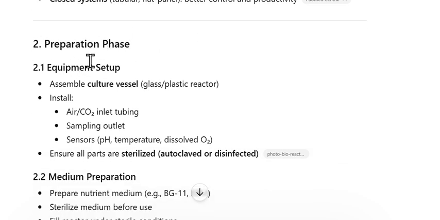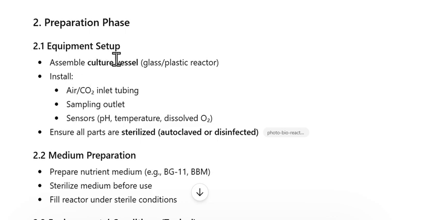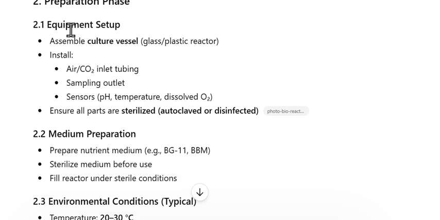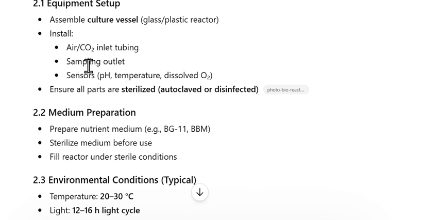For the preparation of both bioreactor systems to cultivate microalgae, the initial step is to set up the equipment. So for that we assemble a culture vessel first. That could be a glass or plastic reactor, and we install the air and carbon dioxide inlet tubing, sampling outlet, and pH and temperature sensors in that reactor, and ensure all the parts are sterilized through an autoclave or even with a liquid disinfectant like peroxyacetic acid.